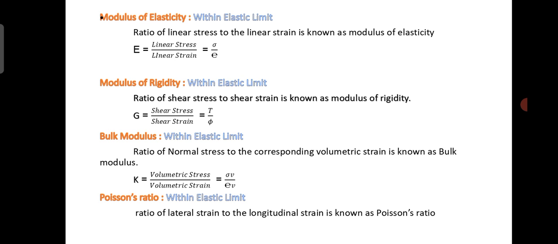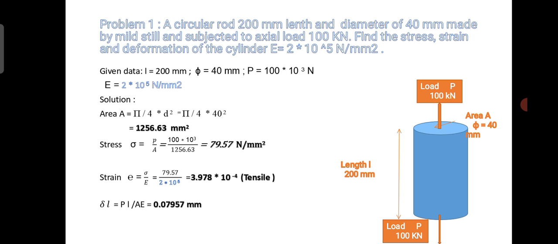Next is the modulus of rigidity. This is given by G equals tau, that is shear stress, divided by shear strain. Now the bulk modulus is denoted by K, and it is volumetric stress divided by volumetric strain. These are some different formulas used for the calculations of the problem. Now, in the next part, while we are solving the problem, we will have some different formulas also, we will see that later.